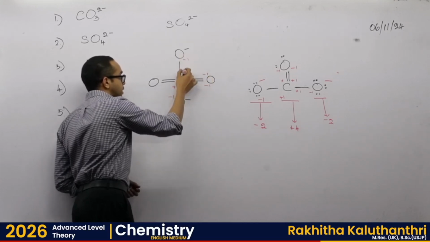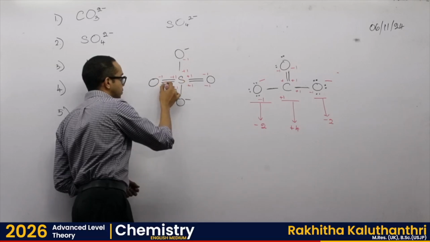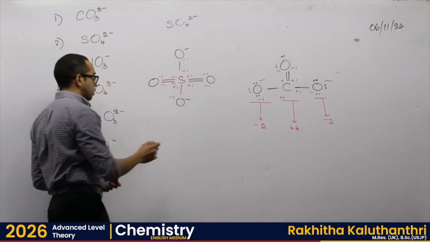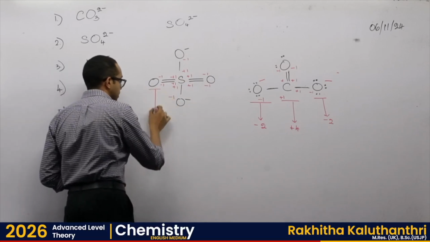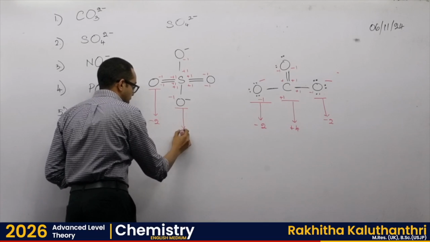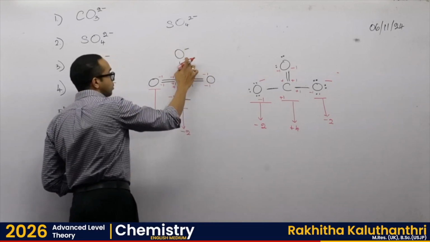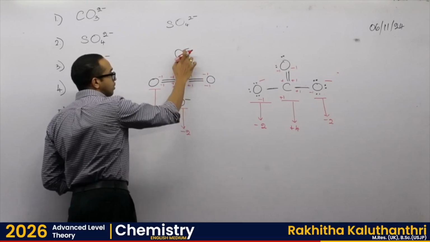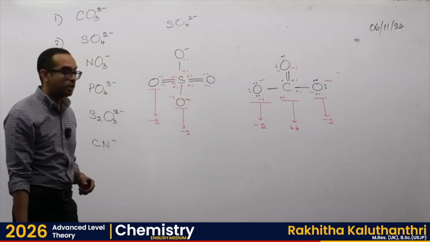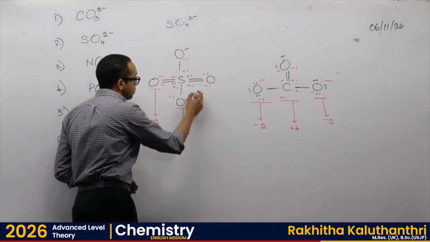Same here, -1 +1, -1 +1, -1 +1. So now if you take a look at oxygen, each oxygen is -2. This oxygen as well as this oxygen is -2. You can see -1 formal charge and -1 charge coming from partial transfer of electrons is going to be -2.